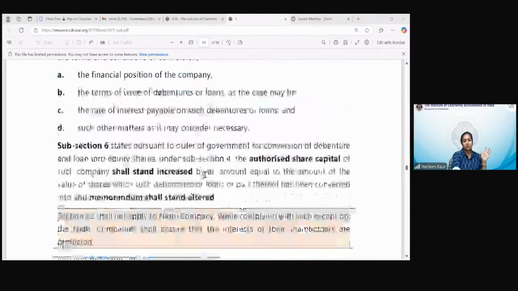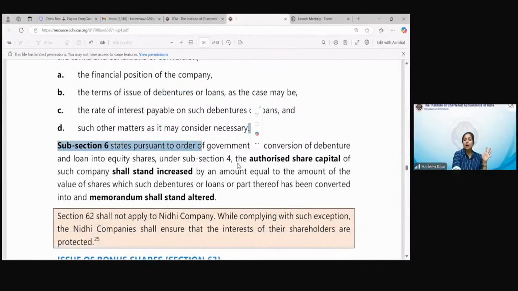into shares. When the government order is passed, the authorized share capital of the company will increase and the memorandum will be altered. Simple. जब आपने डिबेंचर्स को इक्विटी में बदला तो आपकी ऑथराइज्ड कैपिटल इंक्रीज हो गई. आपके मेमोरेंडम ऑफ एसोसिएशन के क्लॉज 7 में लिखी हुई ऑथराइज्ड कैपिटल क्लॉज 6 पे. सो नाउ इट हैज इंक्रीज, सो यू नीड टू ऑल्टर योर मेमोरेंडम ऑफ एसोसिएशन.